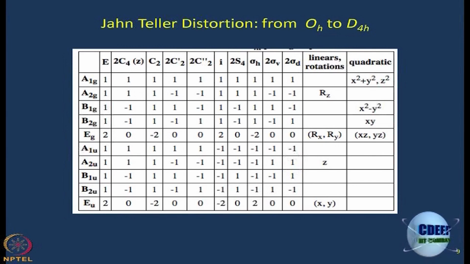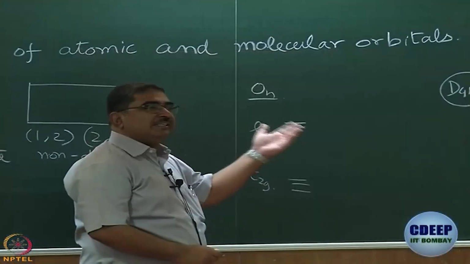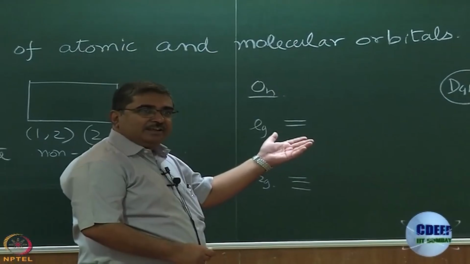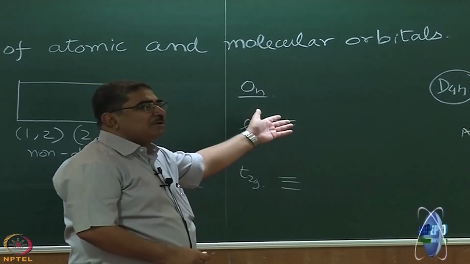So, what this implies is that what used to be the Eg orbitals, you cannot have them degenerate when you have Jahn-Teller distortion. From symmetry itself I can tell that. Okay. So, which one will be higher, which one will be lower?